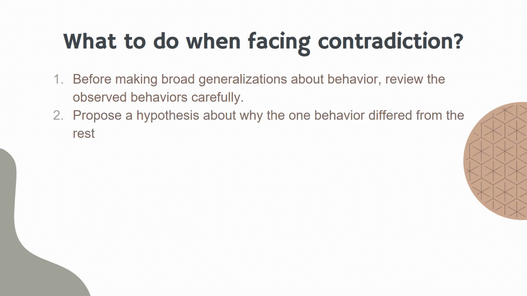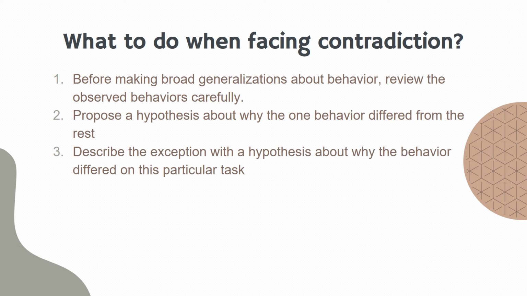Well, if 10 behaviors support one interpretation, but one behavior seems contradictory, then the second tip is propose a hypothesis about why the one behavior differed from the rest. If the person displayed frustration only during the one problem-solving task and was calm for the rest of the evaluation, then the third tip is describe this exception with a hypothesis about why the behavior differed on this particular task.